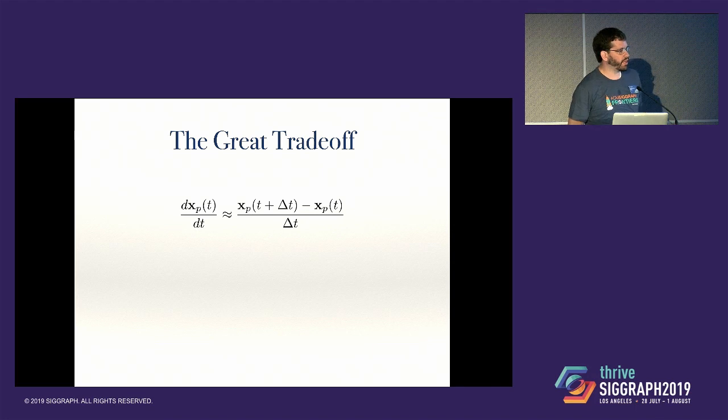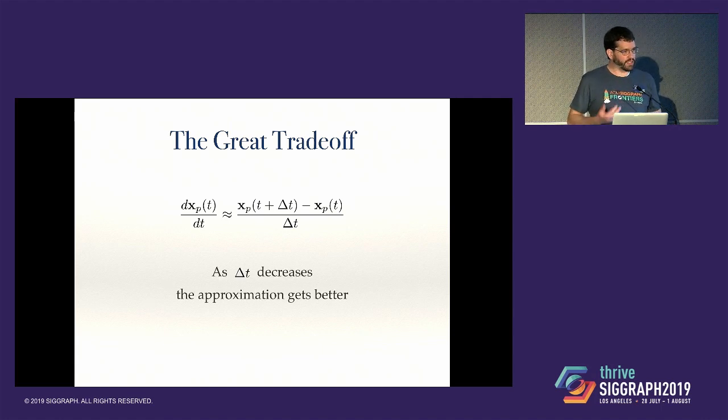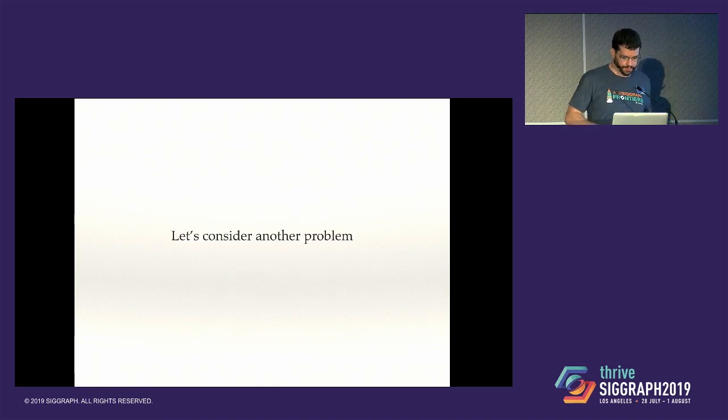So at this point, we can talk about the big trade-off in all of numerical computation. We have this approximation here. As delta t decreases, the approximation gets better. But the computational cost increases. So we can always pay more computation cost to get a better approximation. And we can always save computation cost if we are willing to accept a less good approximation.